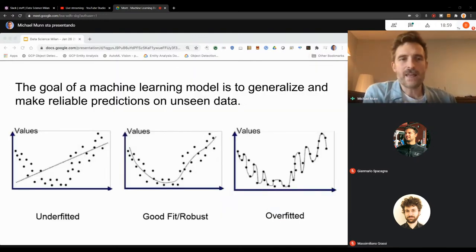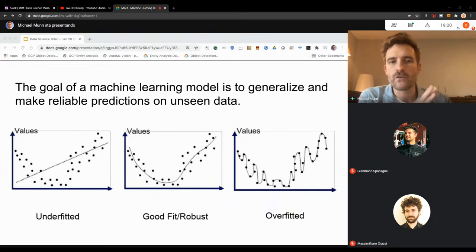Again, I think most people probably have some background in machine learning, but one of the goals of a machine learning model is to generalize and be able to make reliable predictions on new unseen data. And so very quickly in a machine learning class, you learn about underfitting and overfitting and bias and variance. And you may see a picture like this, where we have a data set represented by these black dots, and it looks somewhat quadratic.